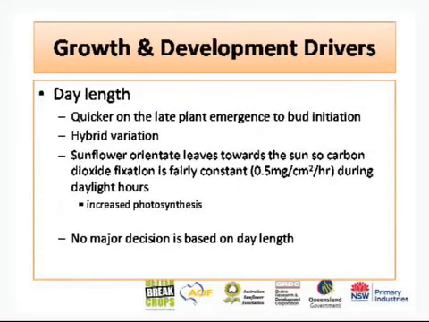So as I mentioned just a moment ago, day length has a bit of an impact, more so on some hybrids than others. But your planting time is probably going to have the largest impact. So whether you're planting into the spring or planting later into the summer.